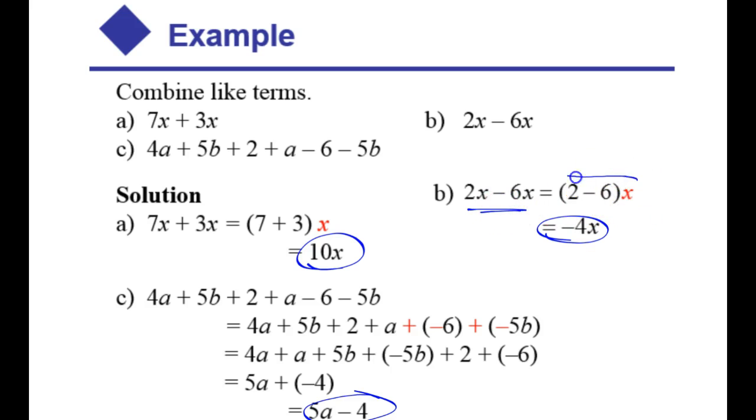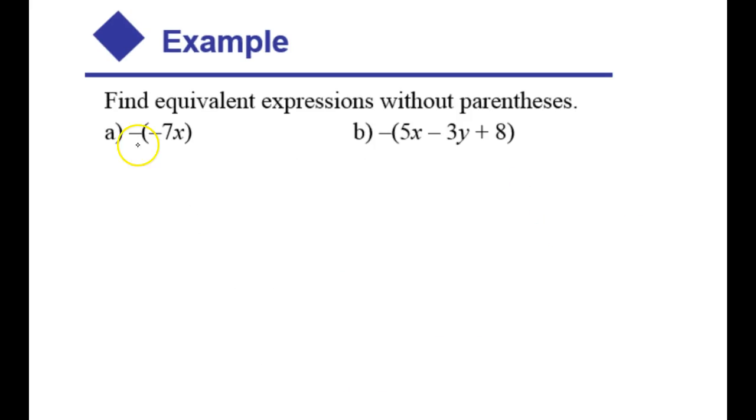I'm not a big fan of this work right here. I would simply say, oh, signs are different. Subtract, keep the sign of the larger. A little bit easier to look at. Double negatives, we talked about this, makes it positive. So this would be just positive 7x.